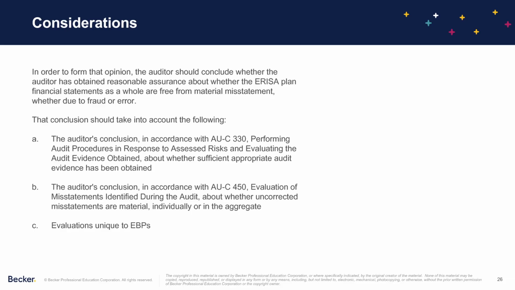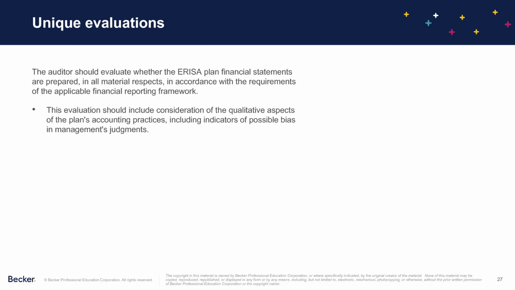And then we have some elements that are unique to employee benefit plans. So what are some of those unique evaluations? Well, the auditor should evaluate whether the ERISA plan financial statements are prepared in all material respects in accordance with the requirements of the applicable financial reporting framework. So going back, is it under GAAP, et cetera? Do we meet the requirements of the framework? And we need to consider not only quantitatively, but qualitatively the aspects of the plan's accounting practice, including indicators of possible bias in management judgment.